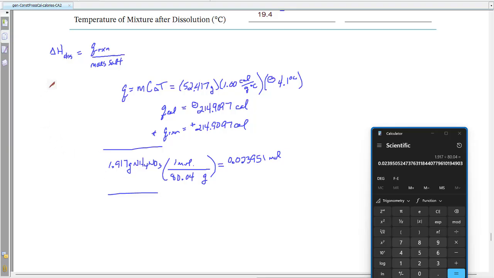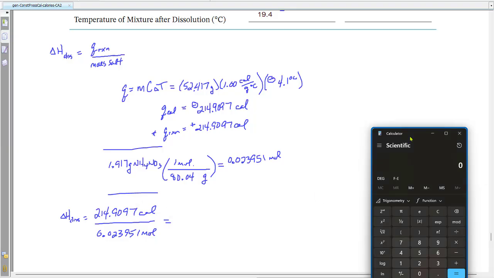All right, now we're going to go get our big equation. Delta H of dissolution. That's Q of the reaction. So 214.9097 calories divided by moles of salt that reacted, 0.023951 moles.